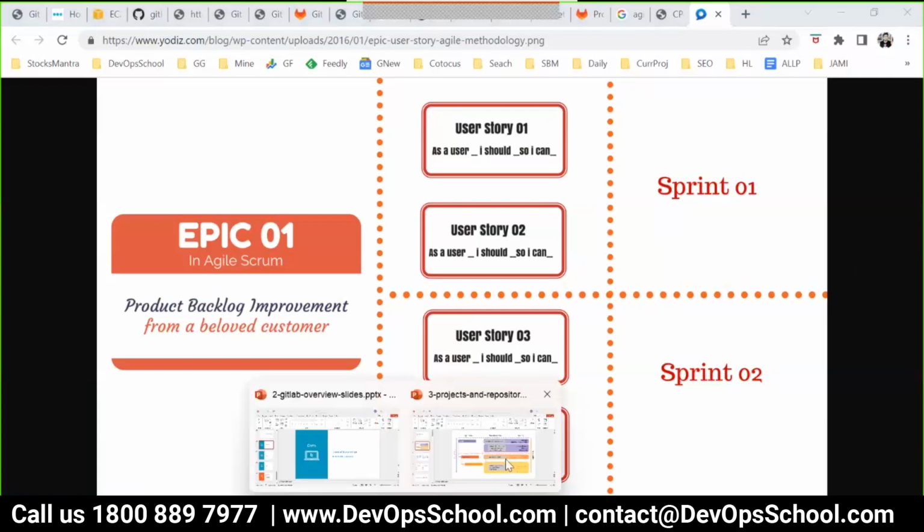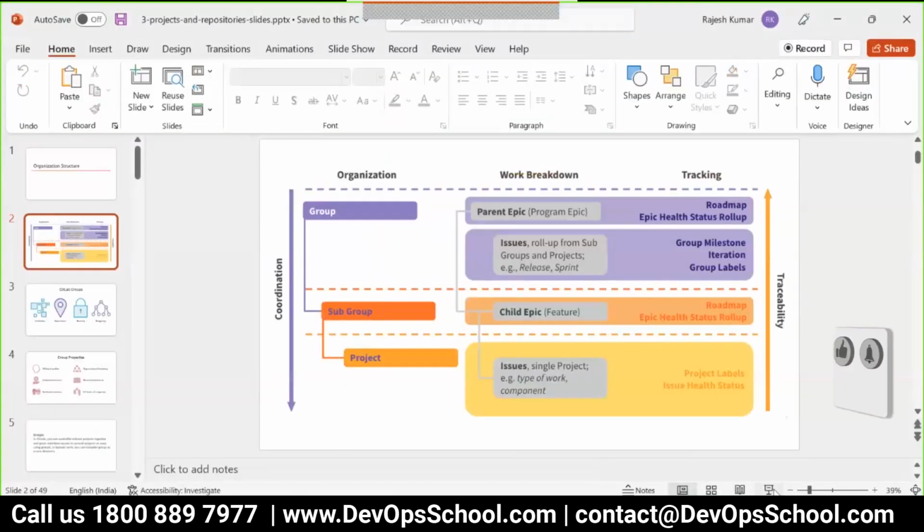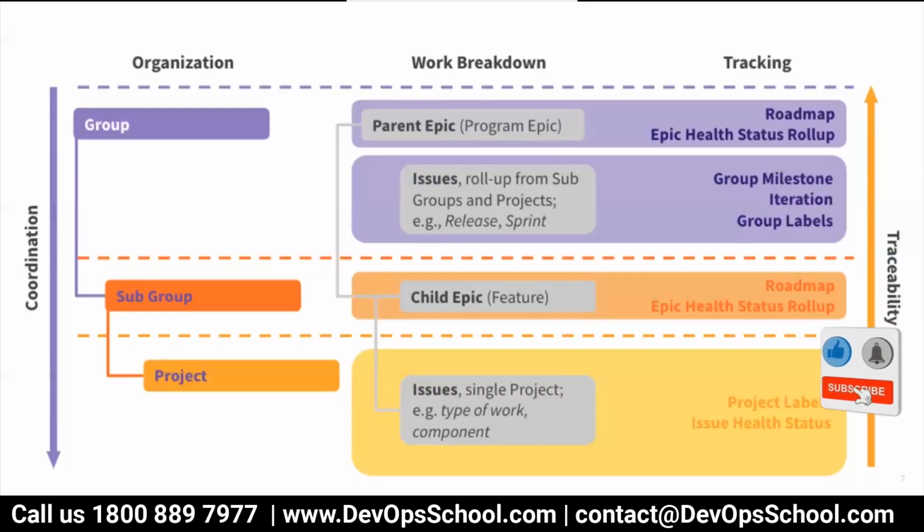So now, when you design the hierarchy in GitLab, you have to think of a group as an epic. Okay, group as an epic. One major feature for your organization. So let's say Microsoft is an organization, but Word is an epic. MS Word is an epic.